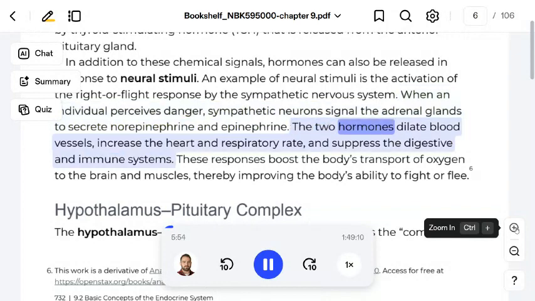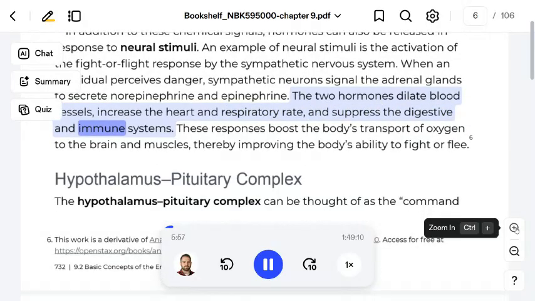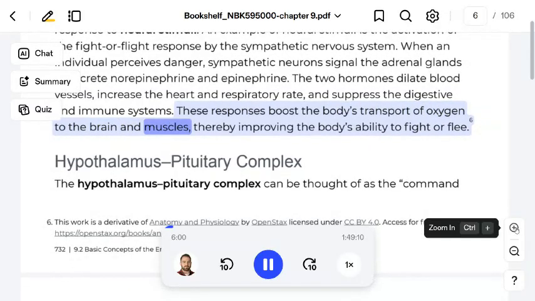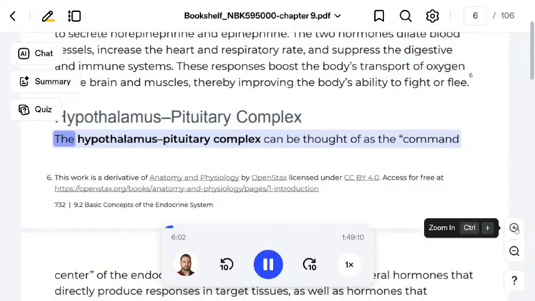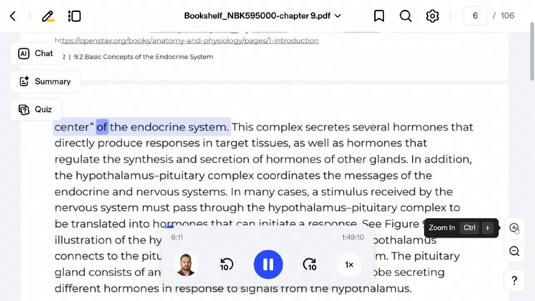The two hormones dilate blood vessels, increase the heart and respiratory rate, and suppress the digestive and immune systems. These responses boost the body's transport of oxygen to the brain and muscles, thereby improving the body's ability to fight or flee. Hypothalamus-pituitary complex. The hypothalamus-pituitary complex can be thought of as the command center of the endocrine system.